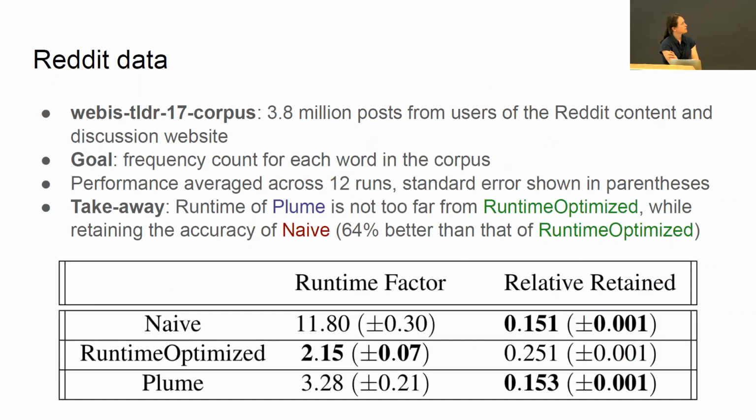We also ran experiments on some real data that shows roughly the same thing. This was Reddit data from a common corpus that has about 3.8 million posts, and we were trying to count word frequencies here. Performance is averaged over 12 runs. Standard errors are shown in parentheses. And again, the runtime of Plume is not too far from that of the runtime optimized, but it retains the accuracy of the naive system, which is about 64% better than runtime optimized here.